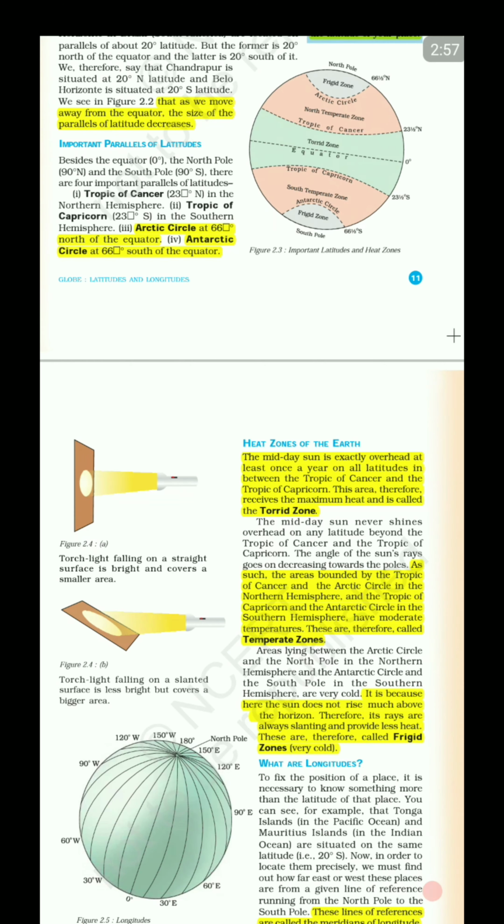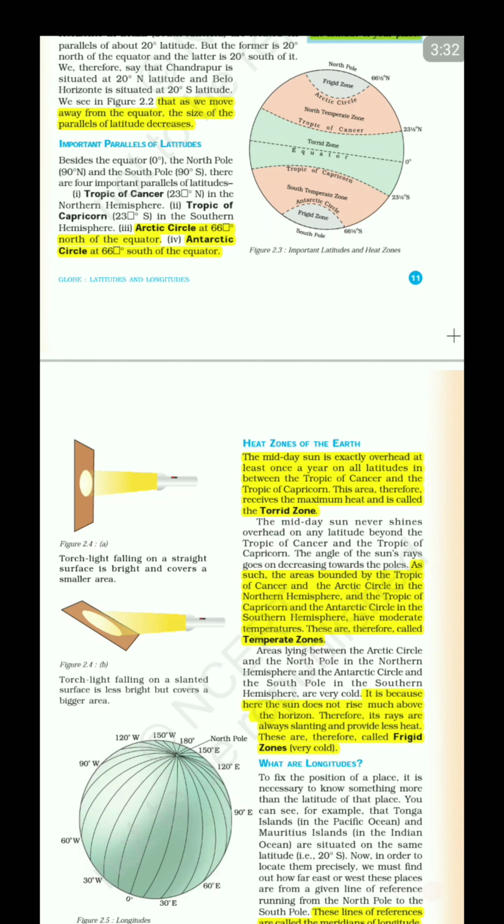As it is written here, for the torrid zone, which is from 23.5 degrees north to 23.5 degrees south, the midday sun is exactly overhead at least once a year on all the latitudes in between. Beyond the Tropic of Cancer and Tropic of Capricorn, the midday sun never shines overhead on any latitude, and hence naturally the sunlight is less intense.